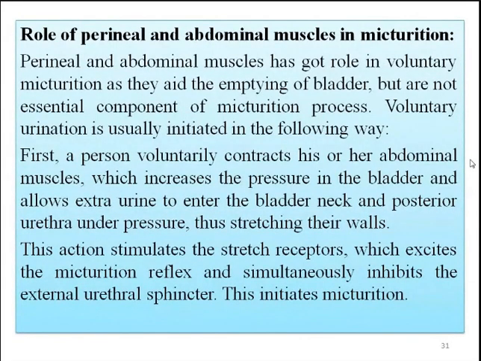First, a person voluntarily contracts his or her abdominal muscles, which increases the pressure in the bladder and allows extra urine to enter the bladder neck and posterior urethra under pressure, thus stretching their walls. This action stimulates the stretch receptors, which excites the micturition reflex and simultaneously inhibits the external urethral sphincter. This initiates micturition. So this is how voluntary micturition occurs.